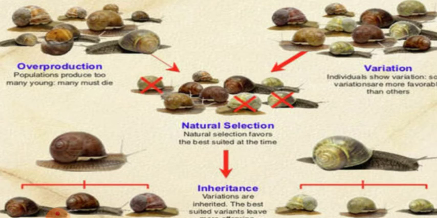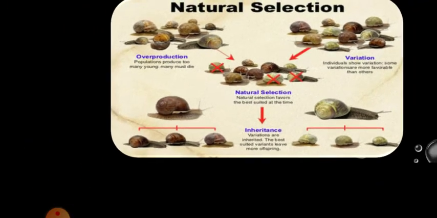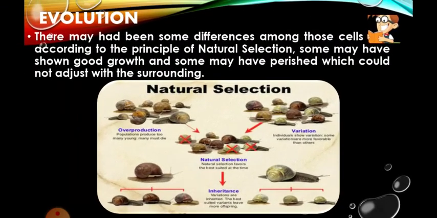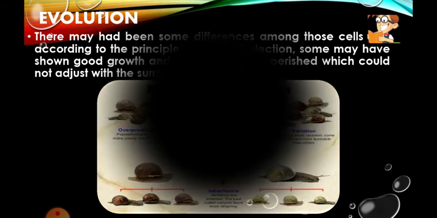And variation, those who can show the variations, they can adjust and adapt to the natural conditions, they only can survive. So this is how nature selects them to survive, or they might get perished. So this is how evolution is taking place.